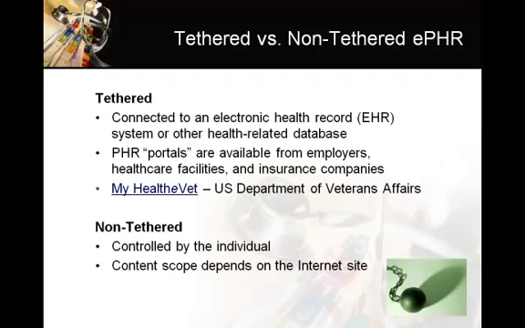Electronic PHRs are often internet-based, and they can be tethered or non-tethered. They're considered tethered when they're connected to an electronic health record system or other database. Also known as portals, they're available from employers, healthcare facilities, and insurance companies. A shining example is My Healthy Vet, which is available through the U.S. Department of Veterans Affairs. A non-tethered ePHR is controlled by the individual, but still the content scope depends on each internet site.